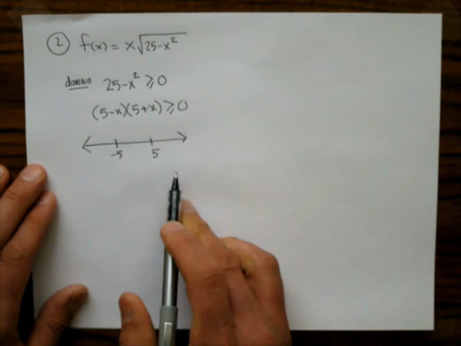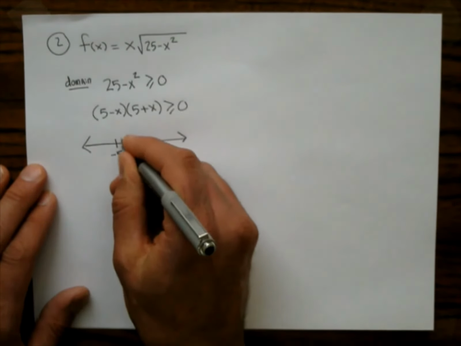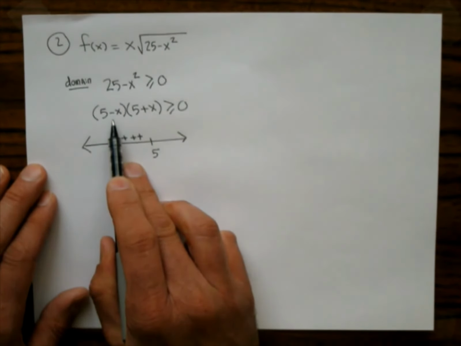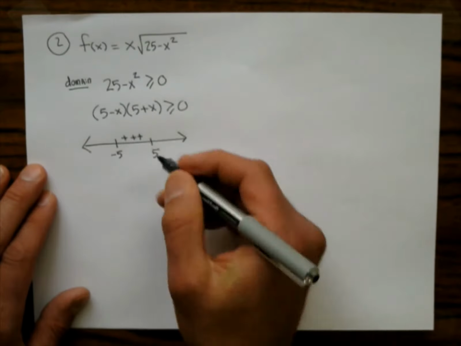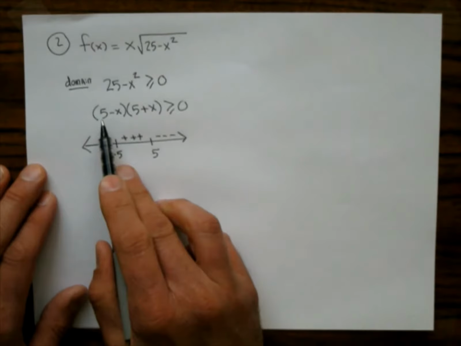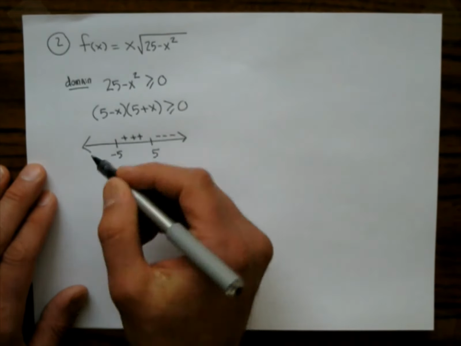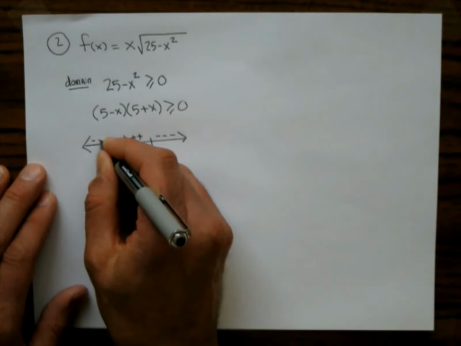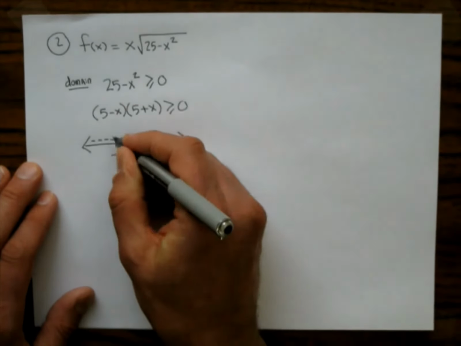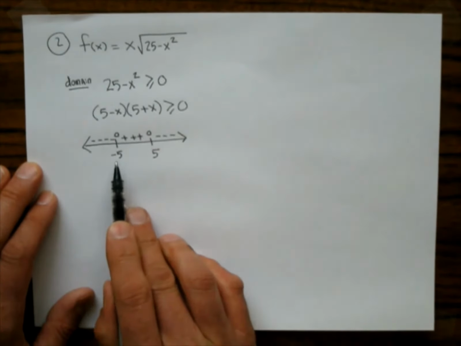And then you do some test values. If x is 0, you have a positive times a positive, so this is positive. If x is 27, you have a negative 5 minus 27 and 5 plus 27, so that's negative. And if x is negative 10, you have 5 minus a negative 10, so you get a positive, and 5 plus a negative 10 is negative. Positive times a negative is a negative. So when is this thing greater than or equal to 0? Here are the zeros. It's going to be greater than or equal to 0 from -5 to 5.